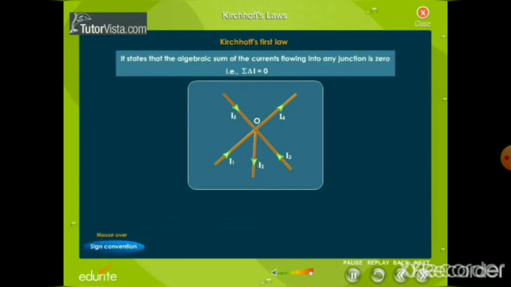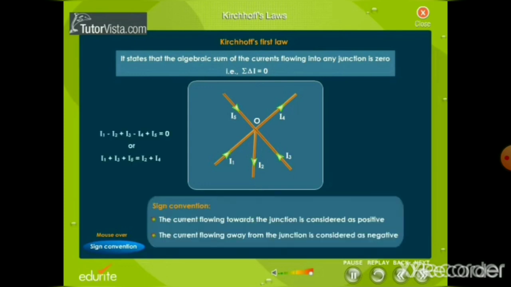Applying the sign convention, I1, I3 and I5 are positive and I2 and I4 are negative. That is, I1 minus I2 plus I3 minus I4 plus I5 is equal to 0. I1 plus I3 plus I5 is equal to I2 plus I4. The total current towards the junction equals the total current away from the junction. This law is in accordance with the law of conservation of charges.